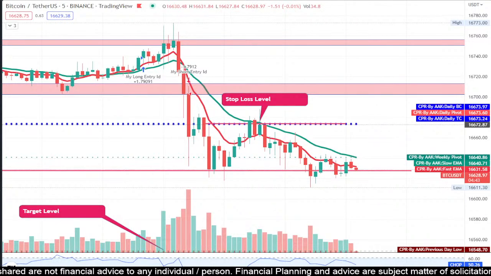All right, we have retested the resistance level, which is the weekly pivot as well as the 20 EMA. And again, we are at a support, which is one of yesterday's pivot levels. So let's wait for this support level to be broken and act as a resistance. And then definitely we'll move towards the target.